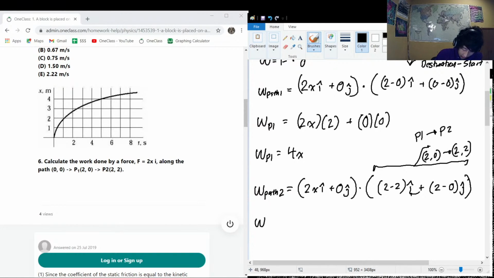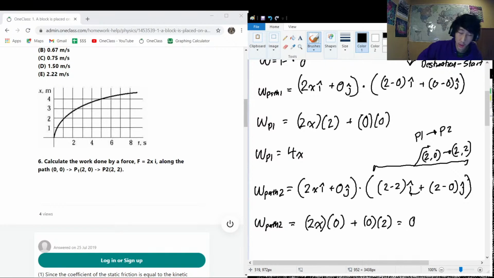So the calculation of this is going to be work of path 2 is equal to 2x multiplied by 0 plus 0 multiplied by 2, and this is just going to be equal to 0. Okay, and this makes perfect sense because the displacement was purely in the y direction and the force is purely in the x direction. When the force and the distance that it travels are perpendicular to each other, there is no work in response to that.